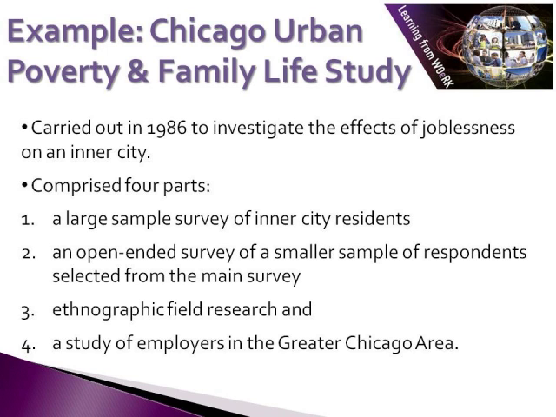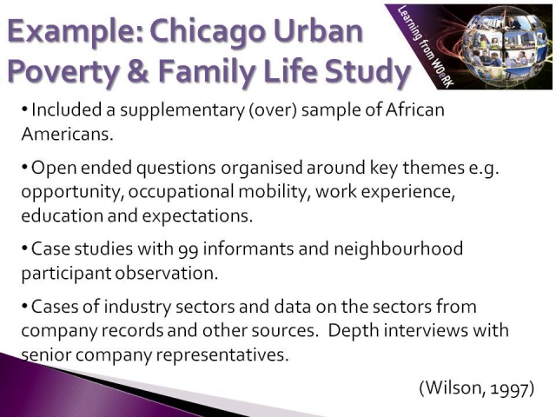An example of a mixed method approach to a piece of research is the Chicago Urban Poverty and Family Life Study. This was carried out in 1986 to investigate the effects of joblessness on an inner city. It comprised of 4 parts, so a large-scale sample survey, an open-ended survey of a smaller sample, ethnographic field research, and a study of employers in the Greater Chicago area. It included a supplementary, or what we call an oversample, of African Americans.